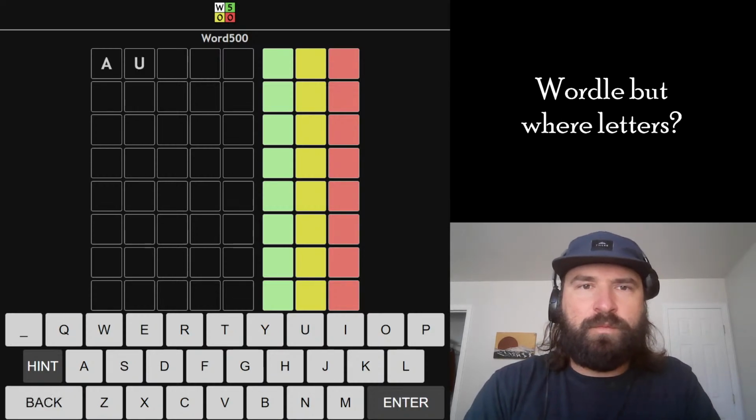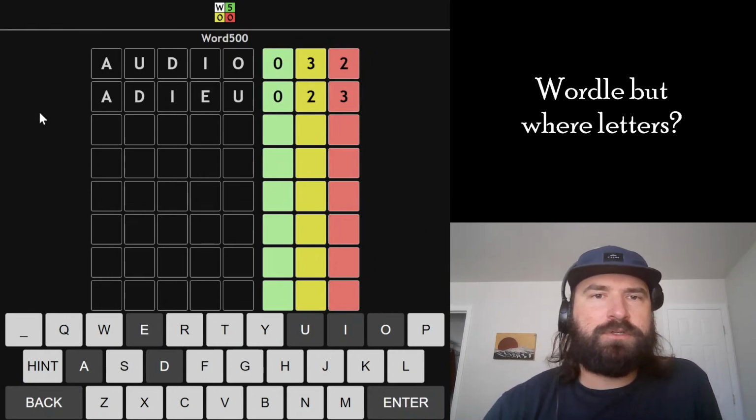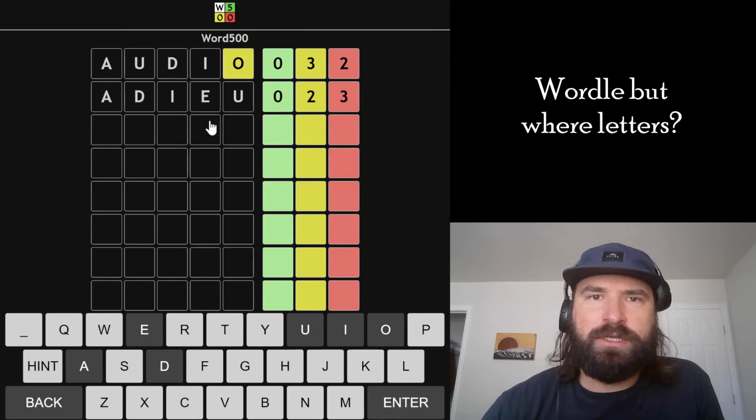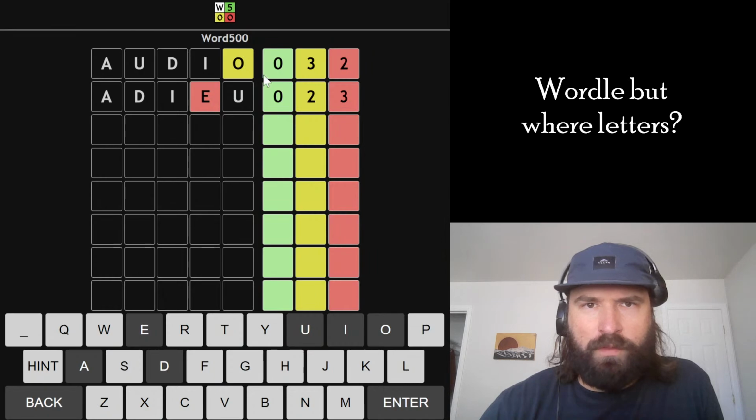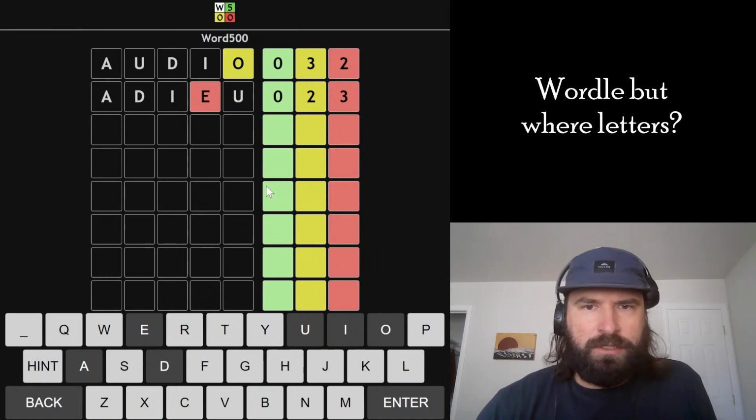Let's smash a Word 500. Word 500 is the Wordle game. It gives you the number of greens and yellows, but doesn't tell you where they are in the word. I would start with a do and audio because they use all 5 vowels from the English language. The only letters that change are the E and the O. So if we have more letters from audio than we have from a do, like we do here, we know the O is in and the E is out.